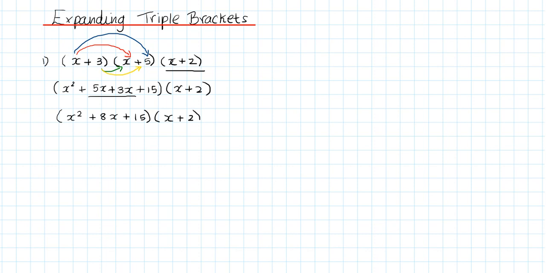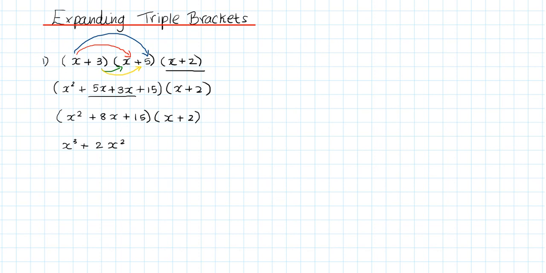How am I going to do that? Let me just correct that. Okay, in order to do this, what I need to do is I'm going to multiply my x squared with x and then x squared with 2. So the way I'm going to do that is this times this and then this times this. Okay, so x squared times x is x cubed, and x squared times 2 is 2x squared.